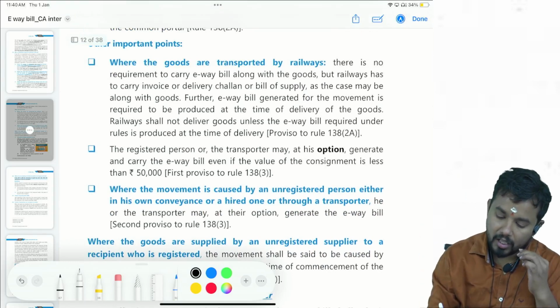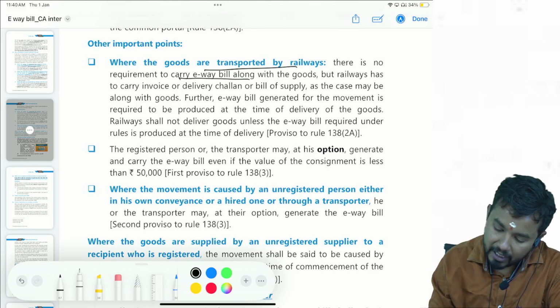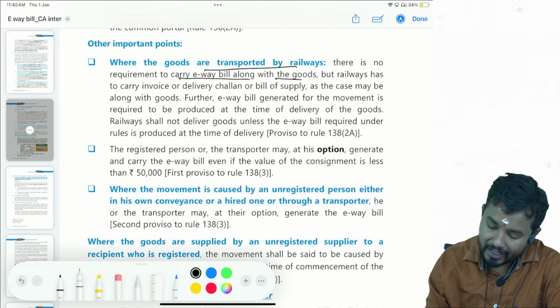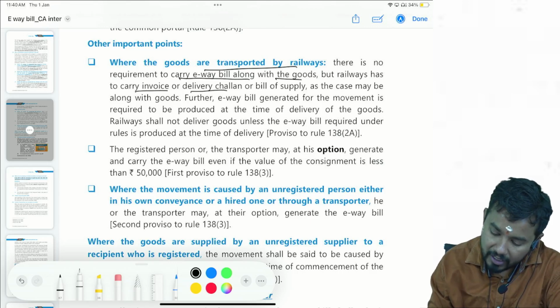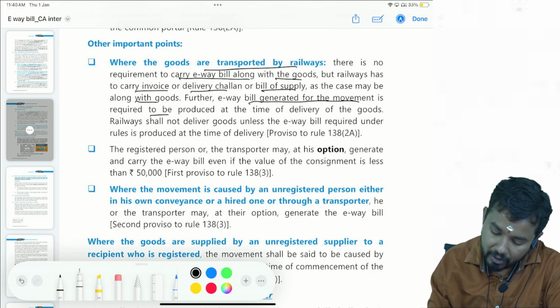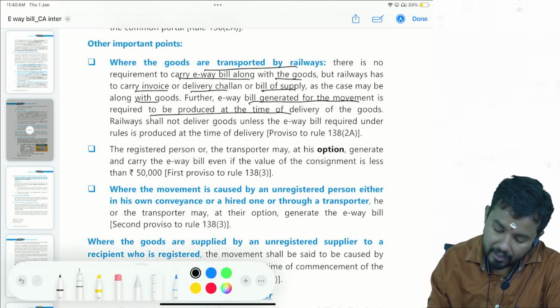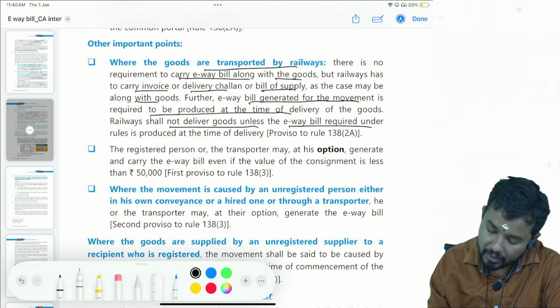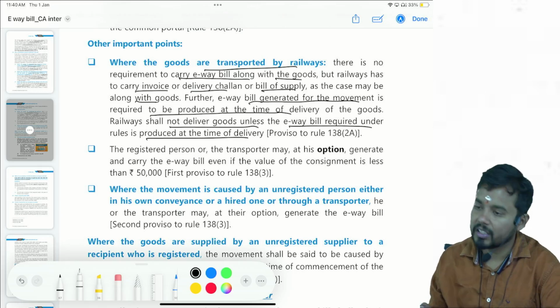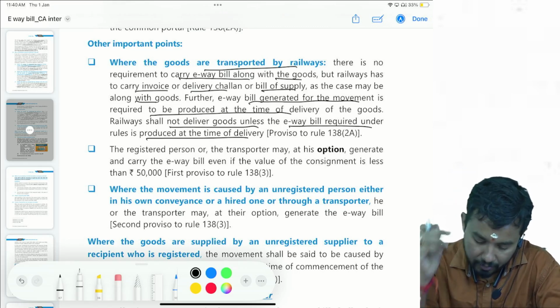Okay, where goods are transported by railways, there is no requirement to carry the e-way bill along with the goods, but the railways has to carry the invoice or delivery challan or bill of supply, as the case may be, along with the goods. Further, the e-way bill generated for the movement is required to be produced at the time of delivery of the goods. Railway shall not deliver goods unless the e-way bill required under the rules is produced at the time of delivery. What are they saying? Can anyone tell me?